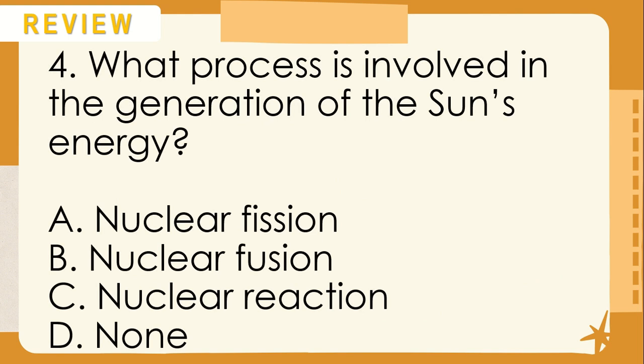Number 4. What process is involved in the generation of the sun's energy? A. Nuclear fission. B. Nuclear fusion. C. Nuclear reaction. D. None.